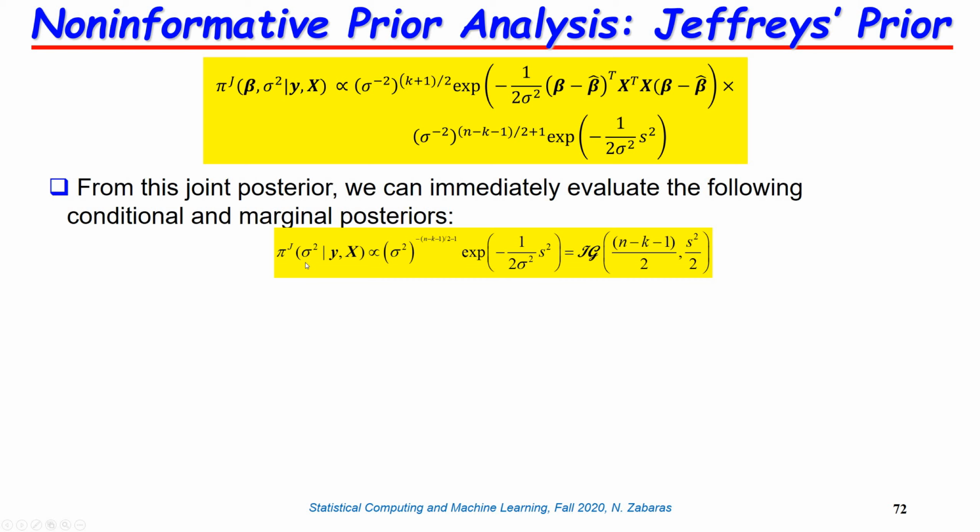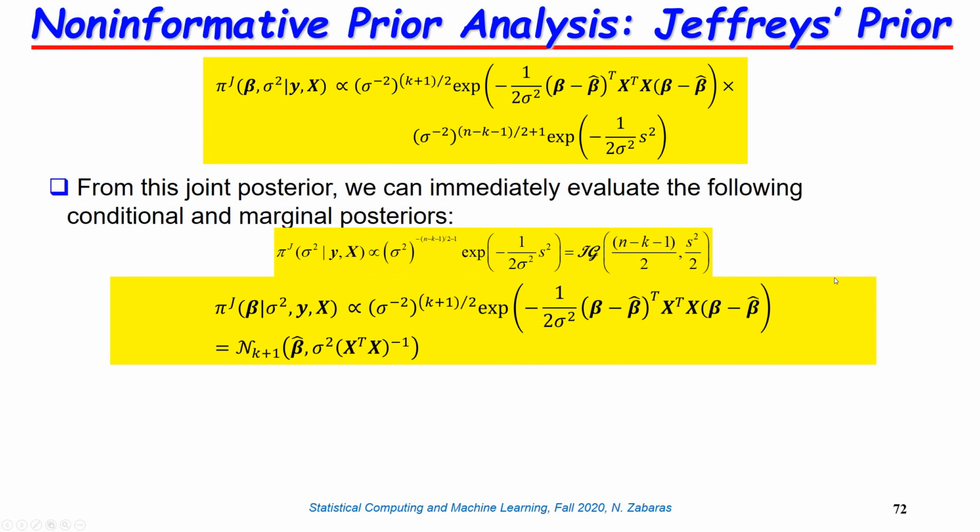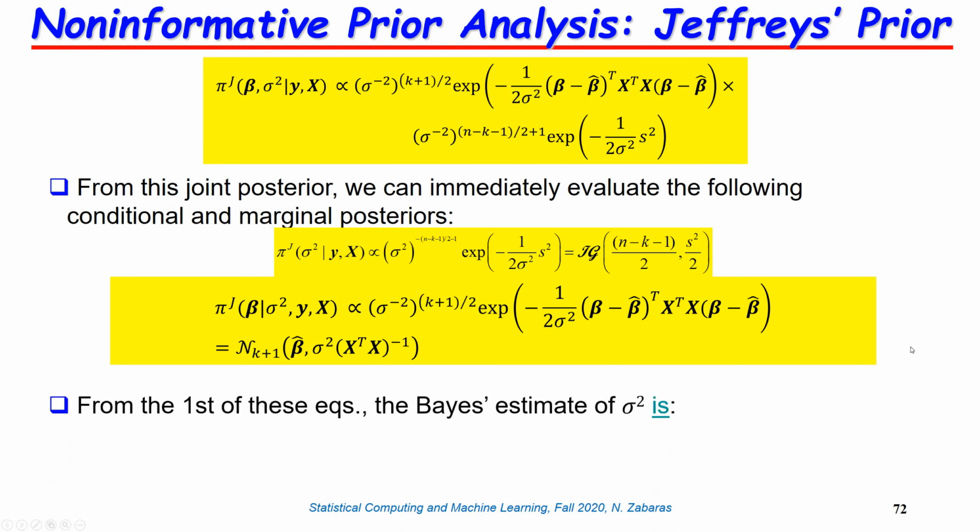So let me give you some of those results. The posterior on sigma squared is an inverse gamma distribution with these parameters a and b that you see here. And the posterior of beta given sigma squared turns out to be a Gaussian with a mean equal to the MLE estimate, and a variance that is sigma squared times (x transpose x) inverse.